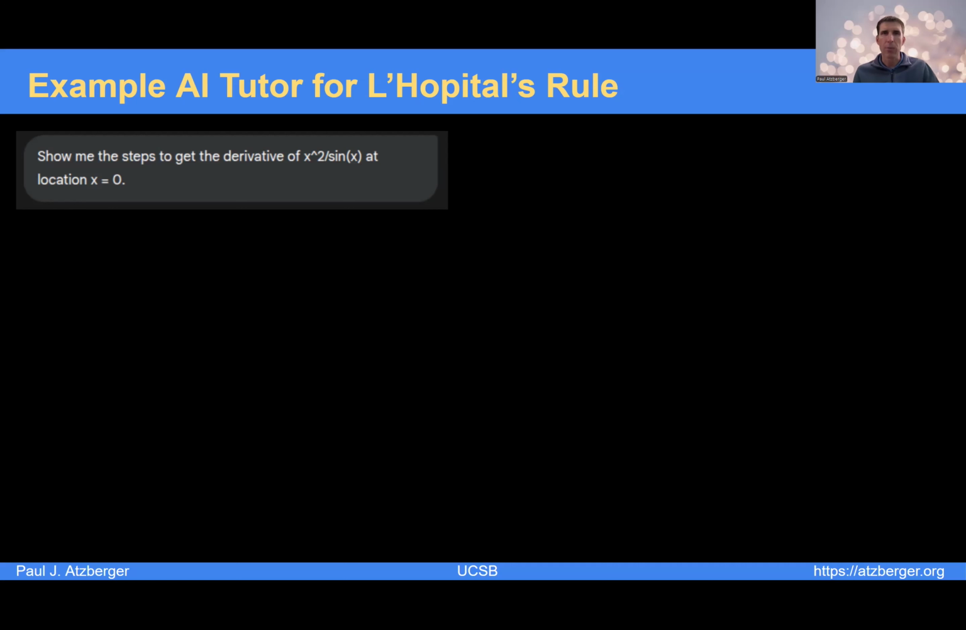So then I decided to give it a much harder problem where I don't hint at all about what the particular lemmas or theorems involved would be. So I'm like, okay, show me the steps to get the derivative of this, x squared over sine of x. And so at this location, x equals 0.